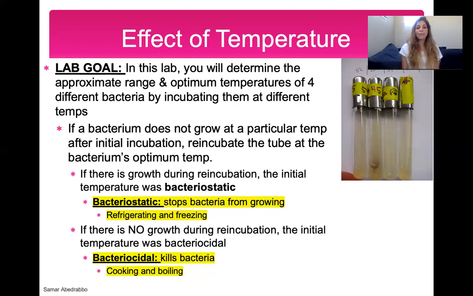Another term is bactericidal. Bactericidal means that something kills bacteria. So if I tell you this temperature is bactericidal, it means that this temperature kills bacteria. Examples of temperatures that are bactericidal are high temperatures, so cooking or boiling. Again, bactericidal means something kills bacteria. Bacteriostatic means that it inhibits or stops the growth.